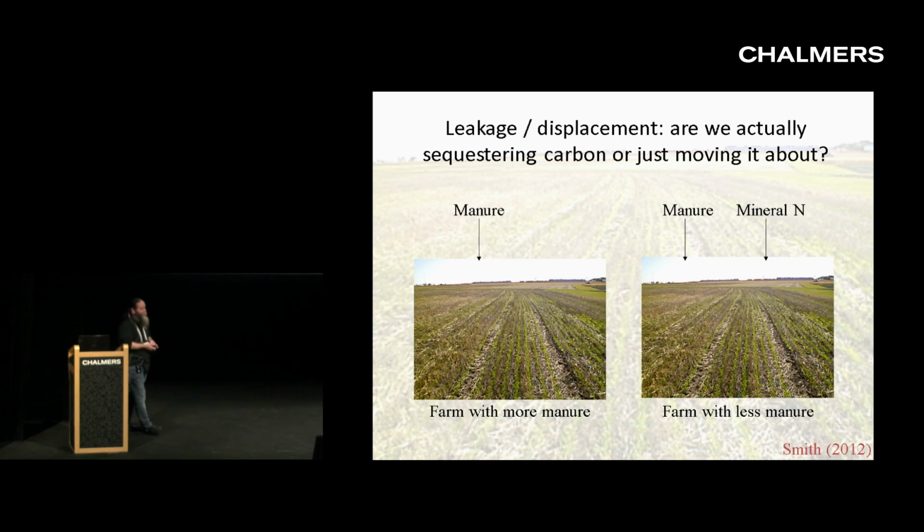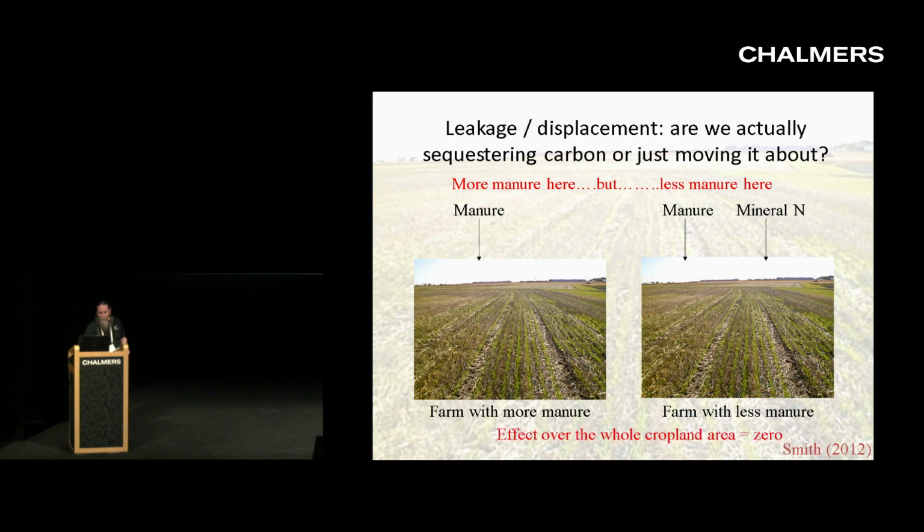And the last issue is that we've got this leakage displacement issue. So you sort of say, here's my piece of land and I've increased the soil carbon, so give me a carbon credit. The problem is that if you've got manure applied here, and mineral N applied there, and you move your manure from here over to there, and you only report the soil carbon increase here, you're actually decreasing the soil carbon there. So the net landscape change is zero. So we need to make sure when we account for this that we're taking a full landscape scale approach.